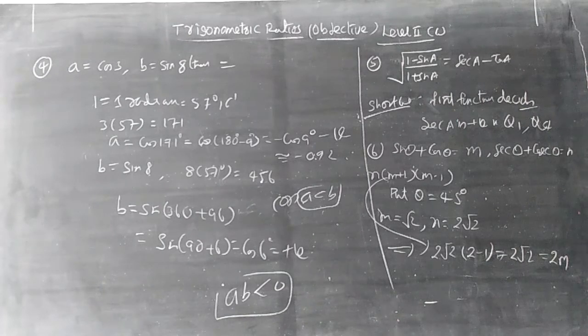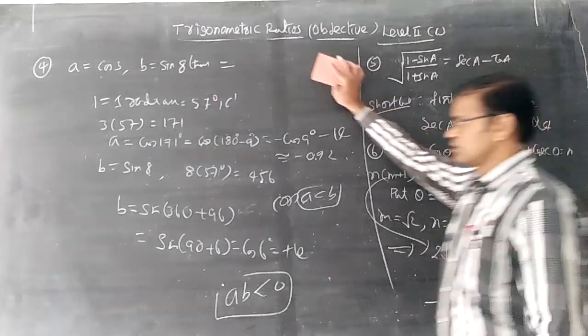Without using the shortcut also we can do it: 1 by sin, 1 by cos, and substituting and squaring. But this is somewhat better.